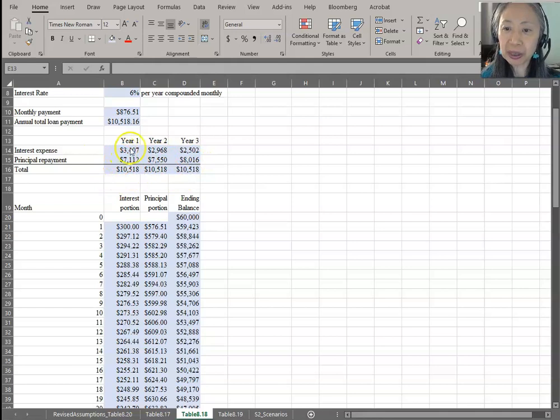So here are your interest expense in year one, two, and three, and your principal payment in year one, two, and three. It's important to distinguish the interest expense from the principal repayment, because interest expense is tax deductible and it goes into the income statement. The principal repayment is not tax deductible, and it reduces the outstanding loan in the balance sheet.